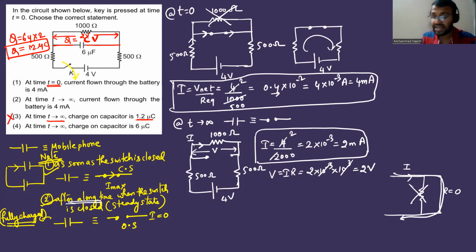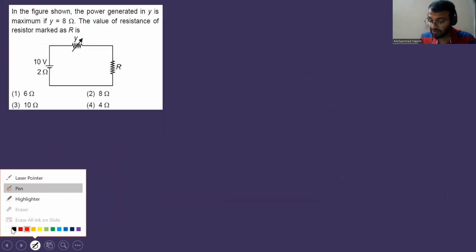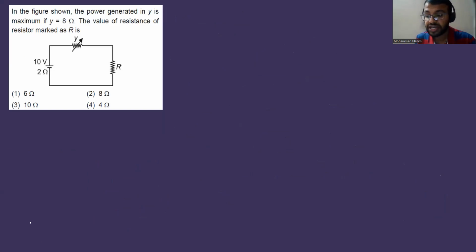So we have done the entire analysis. We have a question here. In the figure shown, the power generated in Y is maximum if Y equals 8 ohm. The value of the resistance R marked in the figure will be how much?